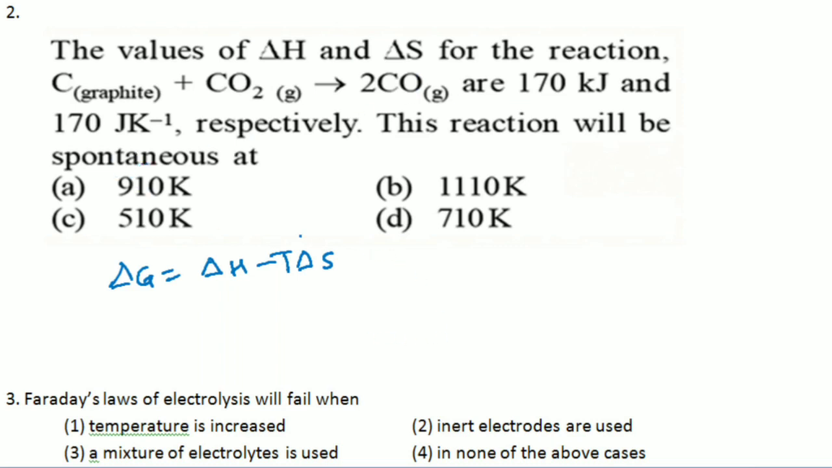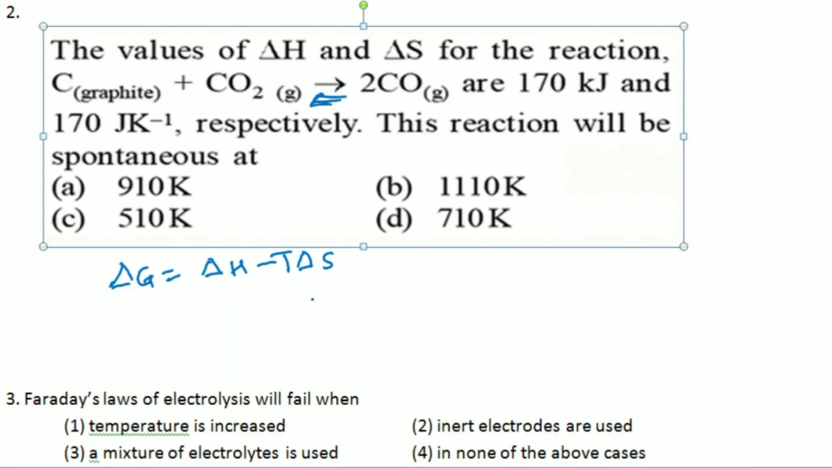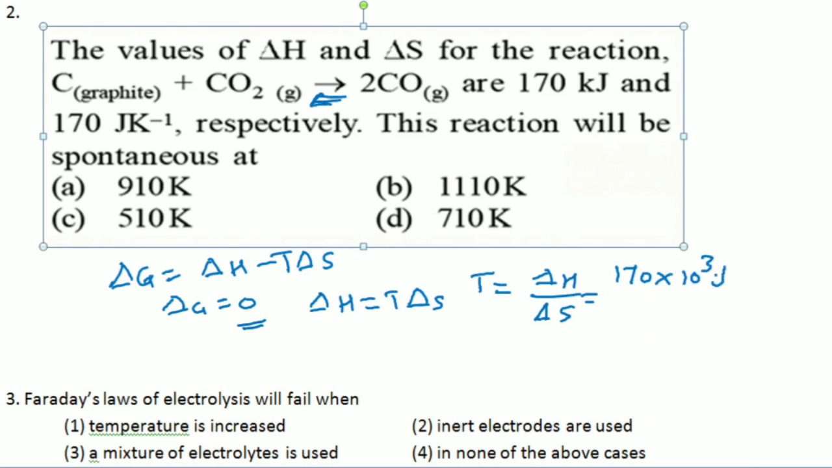Spontaneous means delta G negative you have to get. Actually here in the question, they should give the reversible arrow mark. In this case it is an equilibrium reaction, so delta G is equal to 0 at equilibrium. Because of that, I can take delta H is equal to T delta S, so T is equal to delta H by delta S. The delta H value given is 170 kilojoules. I will take it as 10 to the power 3 joules because the delta S value is in joules, so 170 joules per Kelvin.